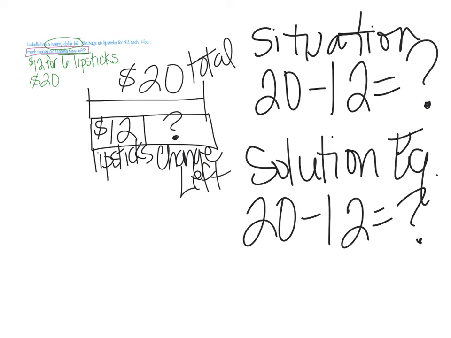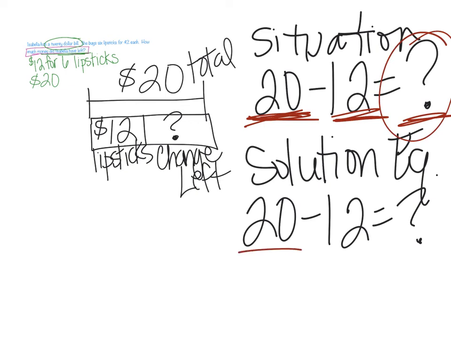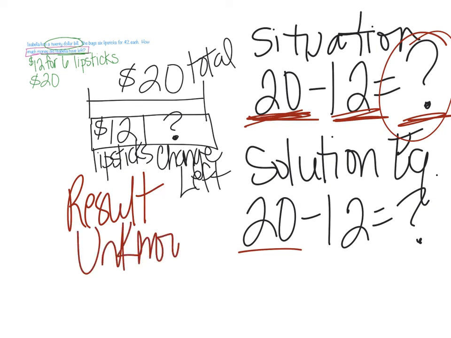Absolutely, because when I'm subtracting, I have to always start with the greater number. And in order for me to find the difference between the start, the change number, to find the result unknown, the only way to do that is to start with the biggest number. So 20 minus 12 equals question mark. This is a result unknown problem, and it's a separate problem.